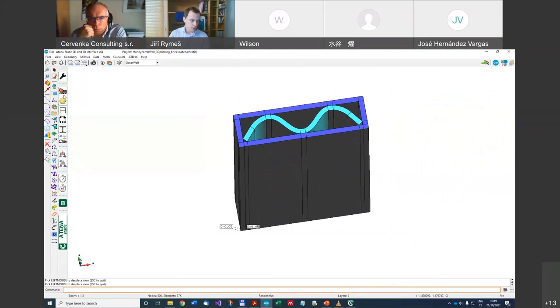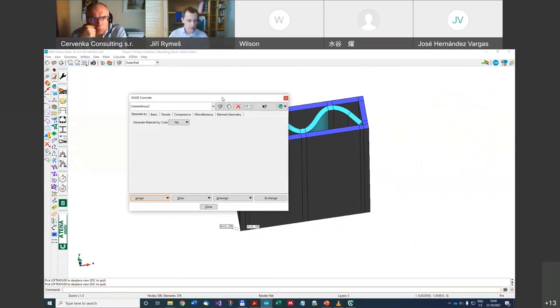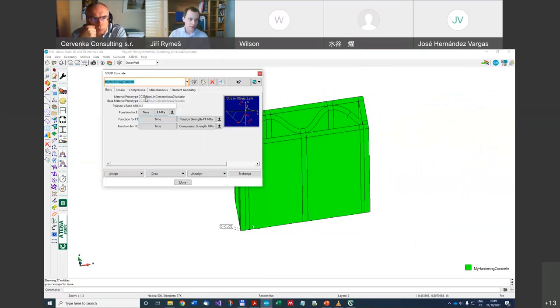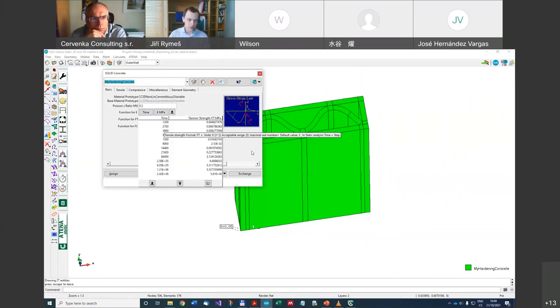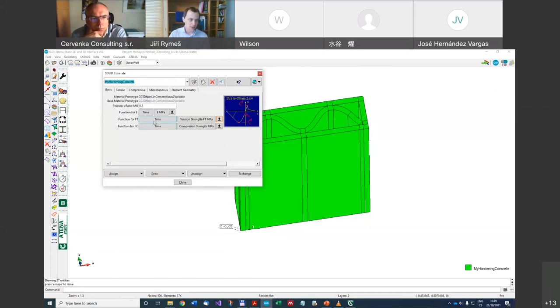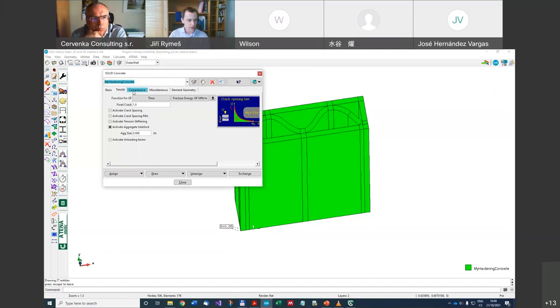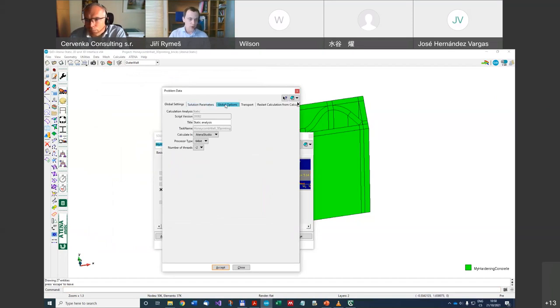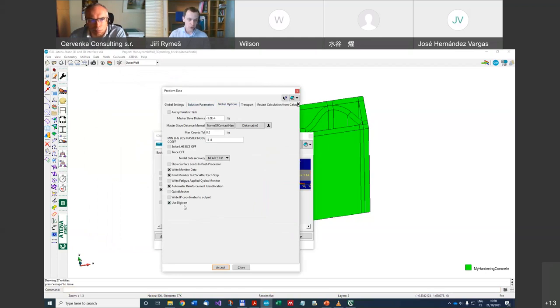So for this model, my material is called my hardening concrete, which if I open here, you can see is the nonlinear cementitious 2 variable material, and here are the relationships for the material characteristics for the compressive and tensile strength, for the elastic modulus, and in the next steps, for example the fracture energy, etc. As I mentioned, in the global options problem data, you have to check this use DGCOM settings.